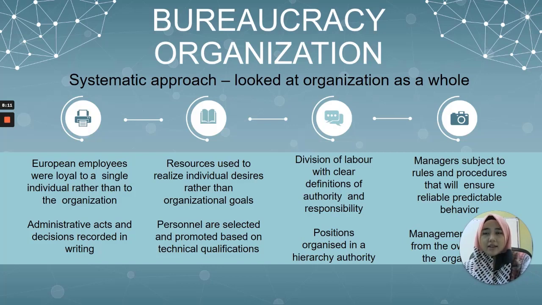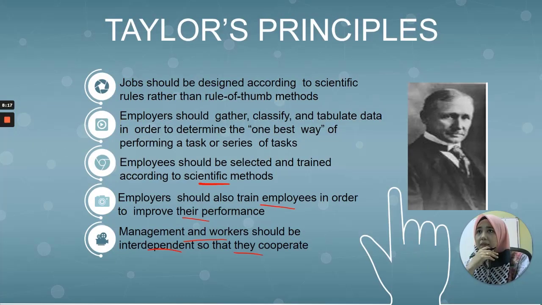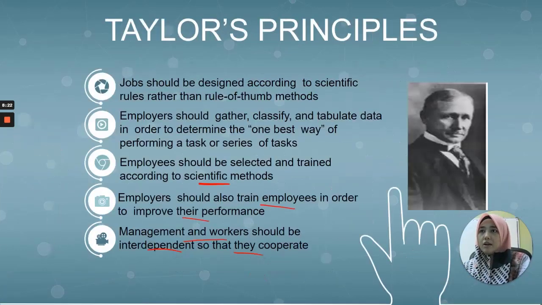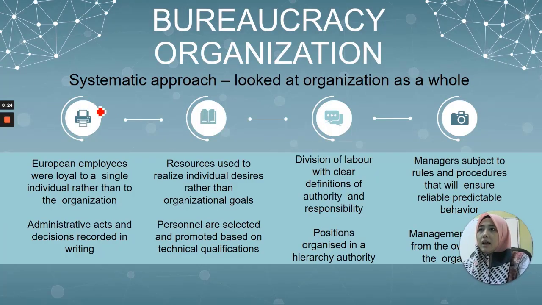So organisasi yang ada birokrasi, sama juga, kita masih lagi di bawah classical perspective, which is the bureaucracy organization. Okay, bureaucracy organization, they look at organization as a whole, where European employees were loyal to a single individual rather than to organization, and administrative acts and decision recorded in writing. So dia lebih kepada obey the boss, okay, obey the boss rather than obeying the organization lah.